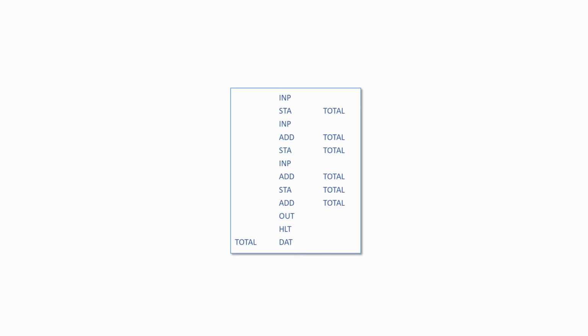Here's a solution to the third problem. Add 3 numbers together and double the total. Again, very similar to the first solution, but with one final step. Add the total to itself.